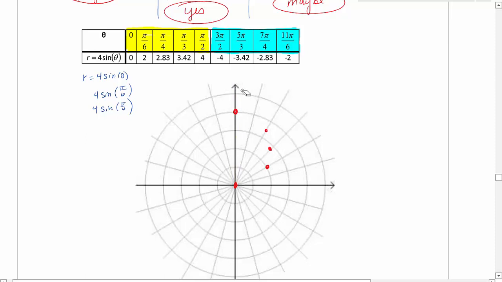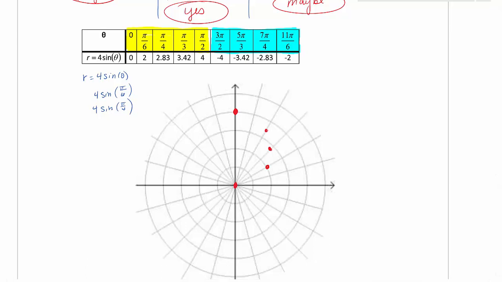Moving on to our fourth quadrant angles. 3 pi over 2, that's right here. Notice that our r value is negative 4. It's a negative number. When plotting points in polar, when your r value is negative, you go in the opposite direction of the angle. So instead of going down, we're actually going to go up 4 rings. It's going to coincide with the point that we plotted for the angle pi over 2.